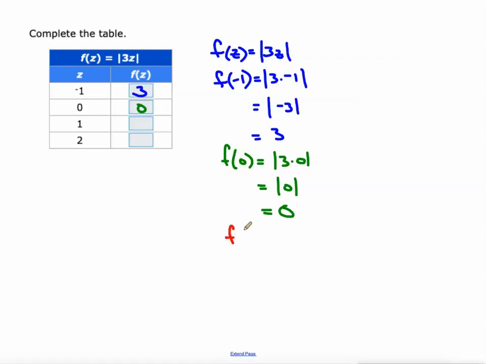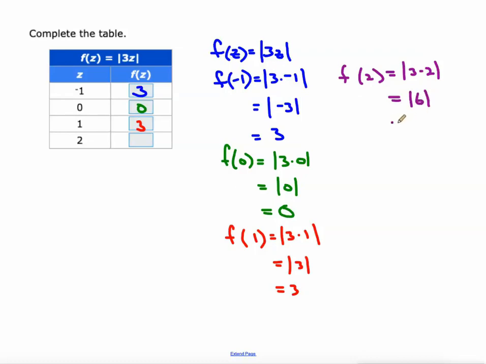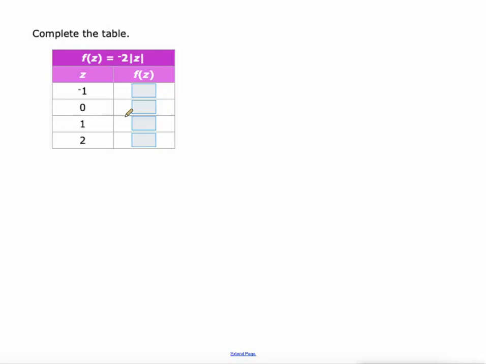What about f of 1? Is this going to be different than f of negative 1? Let's find out. The absolute value of 3 times 1 is the absolute value of 3, which is 3. So no, not in this case. It's not any different. Maybe that won't always be the case, though. And if we do f of 2, that would be the absolute value of 3 times 2. 3 times 2 is 6, and the absolute value of 6 is 6. I'm sure a lot of you will use a lot of mental math, even though I'm showing a lot of the math right now. Moving on to another one.